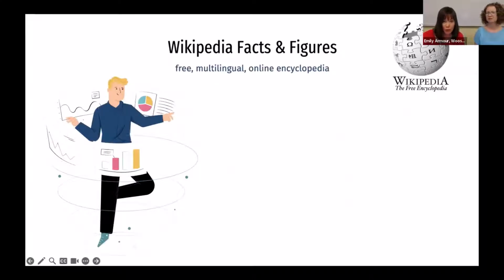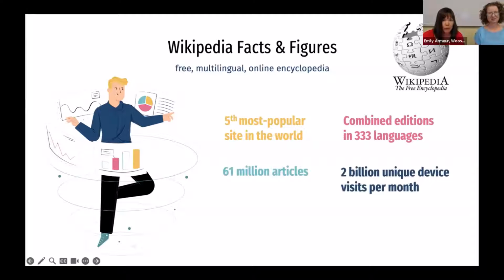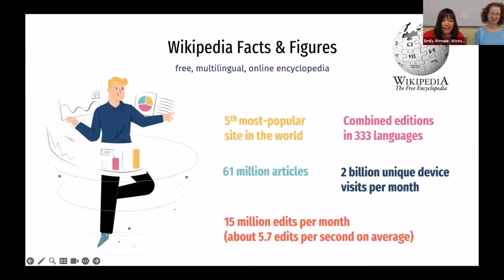So I'm sure you've all heard of Wikipedia before. Just to be clear, it's a free multilingual online encyclopedia rated the 5th most popular site in the world. It's always in the top 10, but sometimes the 4th or 5th. Combined editions include 333 languages for a total of 61 million articles and 2 billion unique device visits per month. And then the editing is 15 million edits per month, which averages to about 5.7 edits per second. So while we're sitting here.